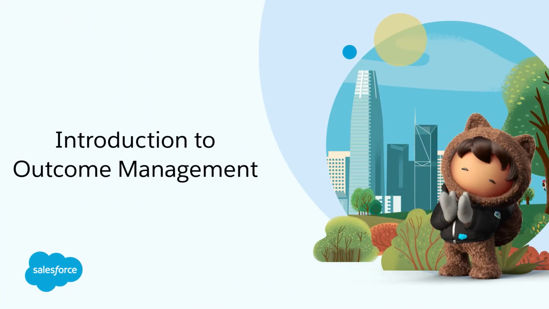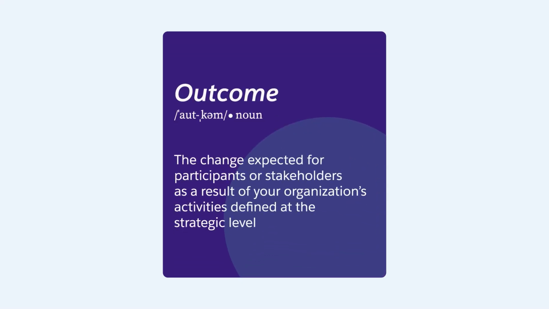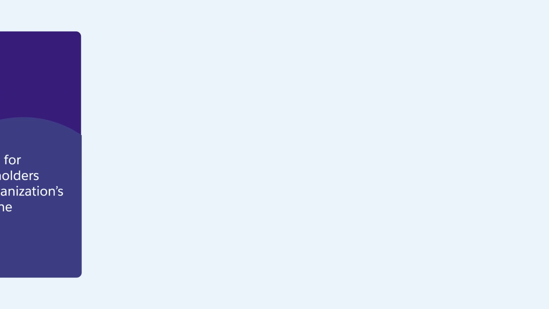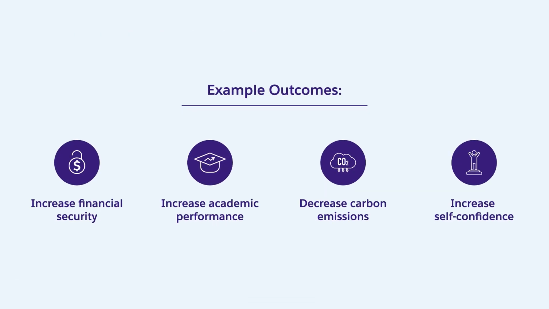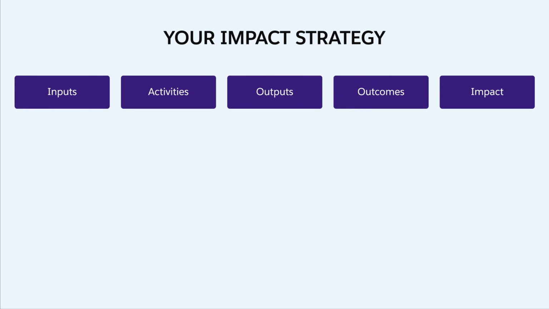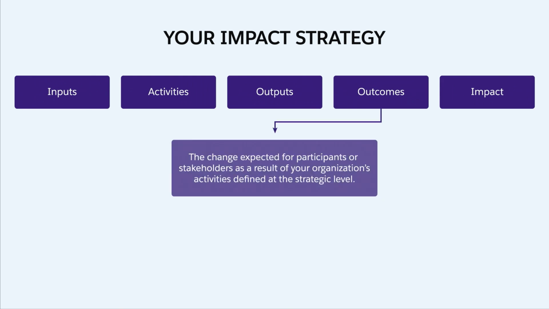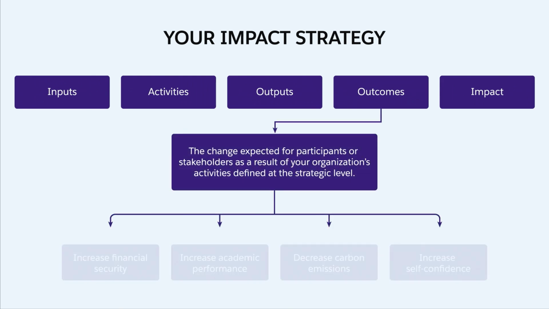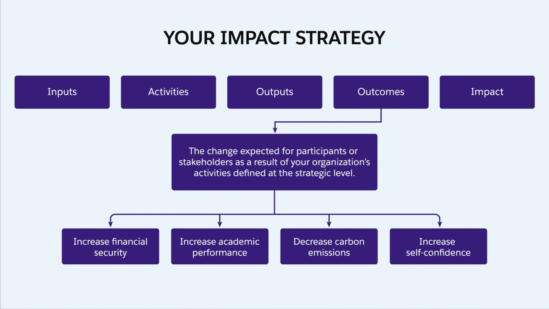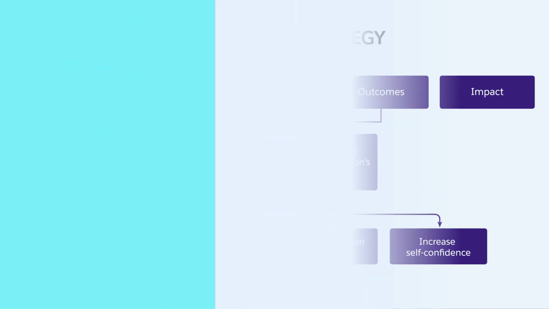Introduction to Outcome Management. Outcomes are the changes expected as a result of an organization's activities. And you can use outcome management to drive greater outcomes by making your impact strategy, logic model, or theory of change measurable and actionable. Let's see outcome management in action.